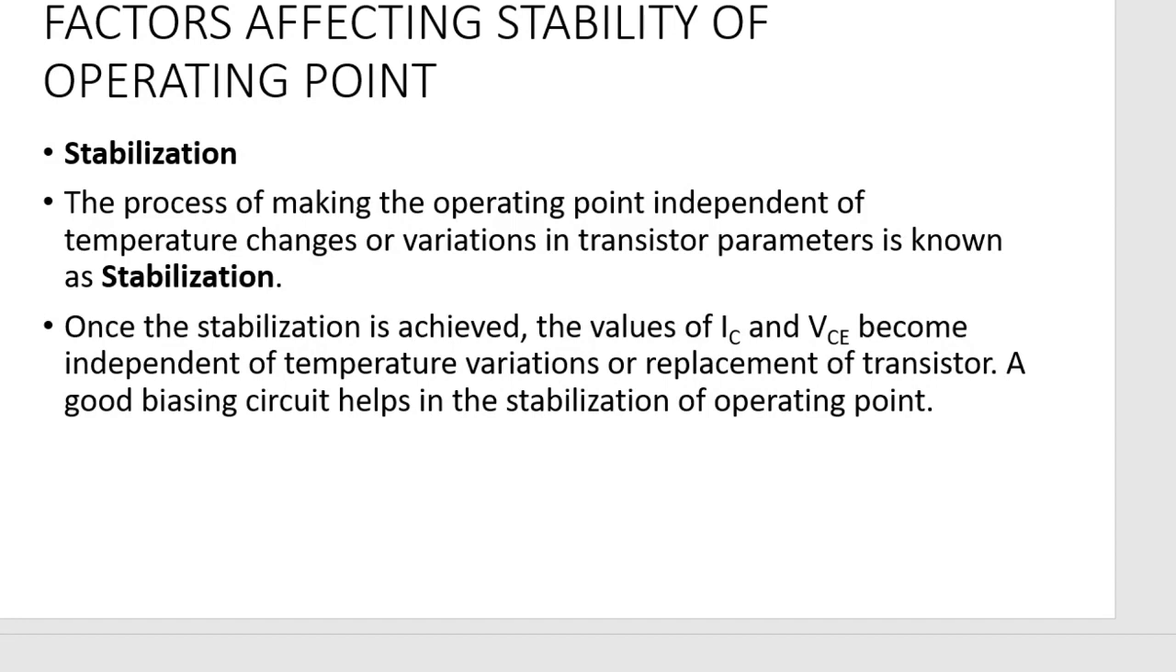In the last class, we discussed what is DC load line, what is Q point, and what is the significance of selecting the Q point. So, let me ask you one question. How do we fix this set of Q points, or how do we obtain a fixed value of VCE or IC?